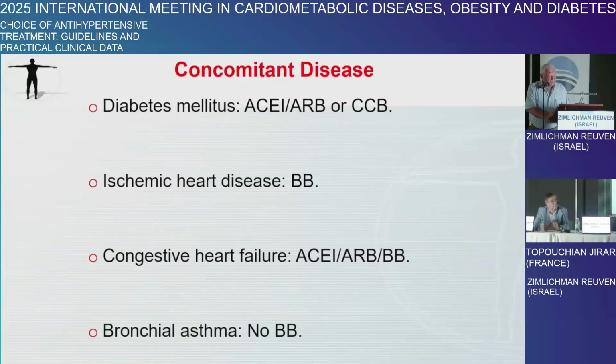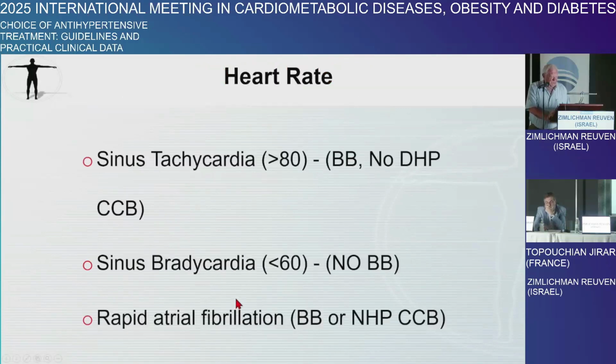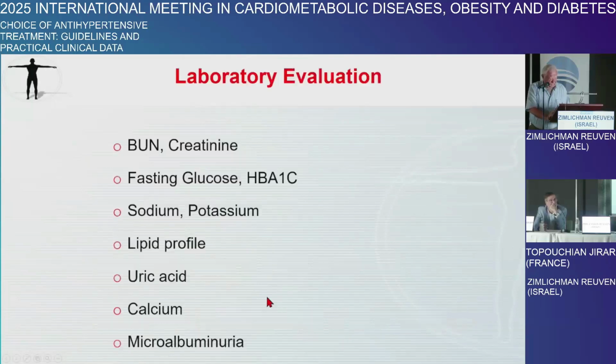A list of concomitant diseases that all of you know. Diabetes mellitus, we prefer ACE or ARB or CCBs. Ischemic heart disease, beta blockers. Congestive heart failure, ACE and ARB, and beta blockers, of course. Bronchial asthma, no beta blockers. Heart rate, sinus tachycardia, beta blockers preferred, no dihydropyridine calcium blockers. Sinus bradycardia, no beta blockers. Rapid atrial fibrillation, beta blockers, or non-dihydropyridine calcium blockers.